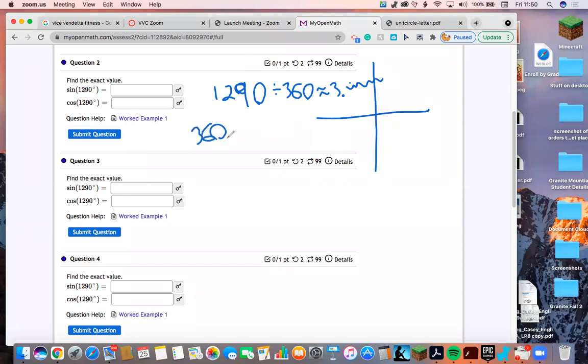So if we did 360 times 3, that ends up being 1080. And then we'll subtract that, since we're trying to be quick. 1290 minus 1080 ends up being 210 degrees left over. So we're 210 degrees past that last revolution here. And so to diagram that, we're like 1 around, 2 around, 3 around. That's 360, then 720, then 1080. And then an extra 210 degrees is what they're saying.